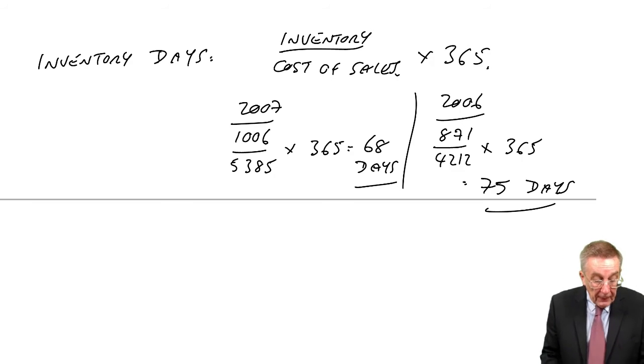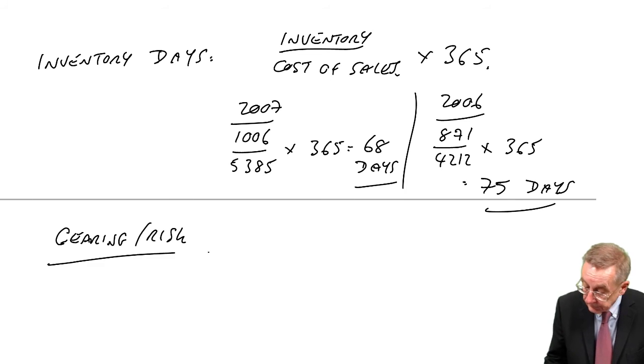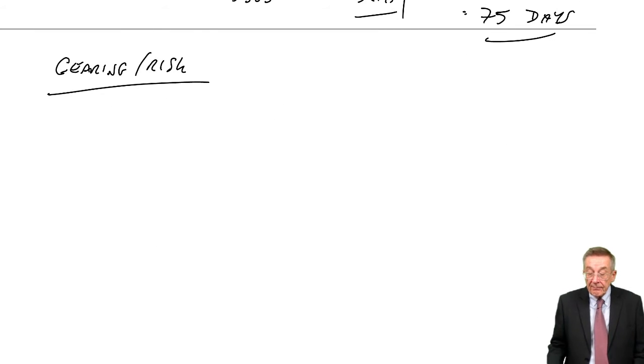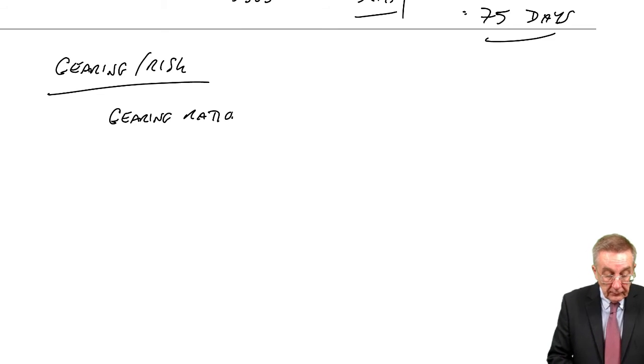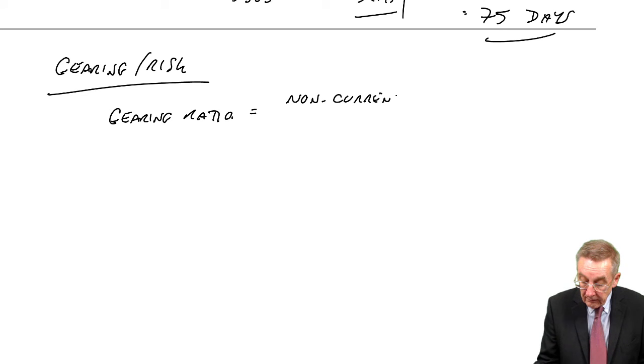All right, that's liquidity. There is one more area, gearing or risk. But rather than have a separate lecture, because it's only quick here, I'll do it straight away. There's something called the gearing ratio, which is the non-current liabilities over the share capital plus reserves.